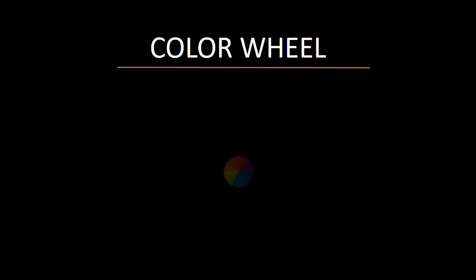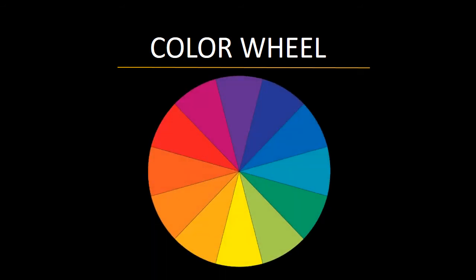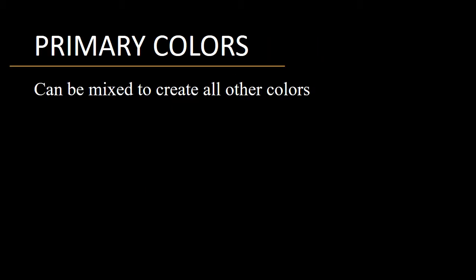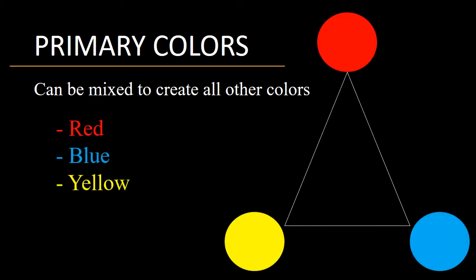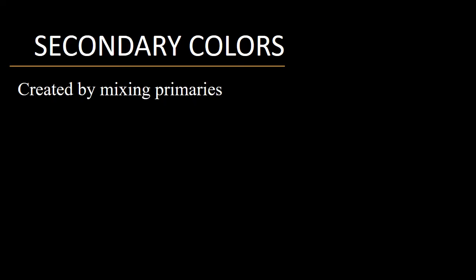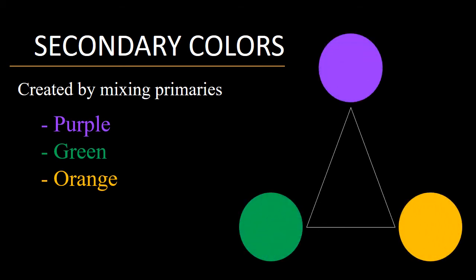This is a color wheel where you can see primary colors, secondary colors and all the others. Red, blue and yellow are the primary colors, which can be mixed to create all other colors. Purple, green and orange are the secondary colors, which are created by mixing primary colors.